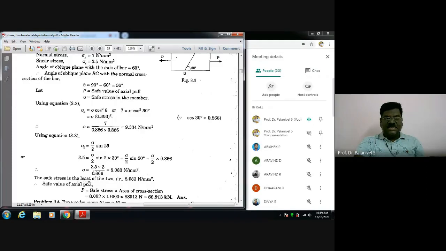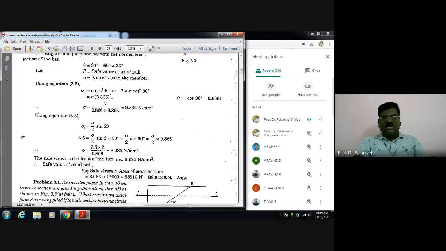The safe stress is the least of the two, 8.083 Newton per square. Safe value of the axial pull is equal to safe stress into area of the cross section. So area of the cross section is given. This into this will give you the safe load.